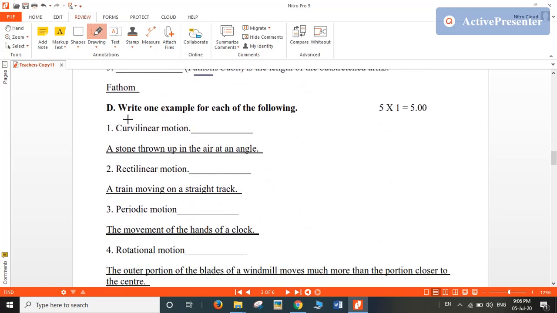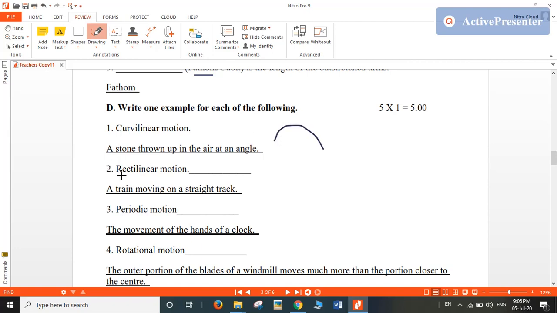Then next, write one example for each of the following. You have to give one example for the following things. The curvilinear motion. It means you have to tell the examples of curvilinear motion. So a stone thrown up in the air at a certain angle is an example of curvilinear motion. तो वो कैसी होगी इस तरह से.